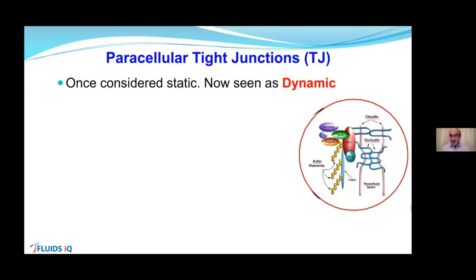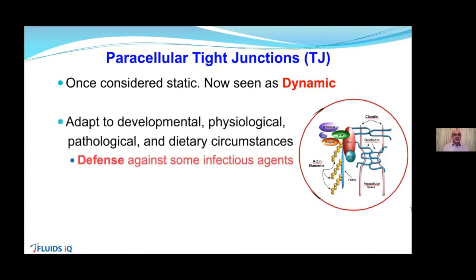It's quite dynamic. It can open, it can close, it can adapt to any number of problems, developmental problems, be they physiological, pathological, any number of dietary circumstances. All of that will open and close this tight junction area. As I said earlier, it's a defense against various toxins, various infectious agents, which if they do get in, you want to get them out very quickly. You also want to occasionally absorb certain nutrients passively. It can do that as well.